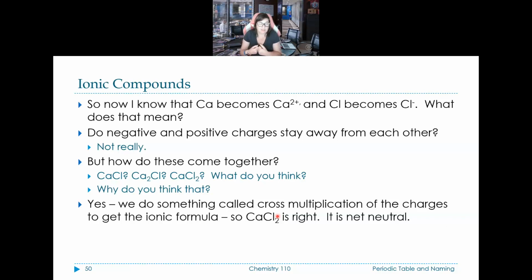And they need to be net neutral, right? So in order for that to happen, we need to make sure that we've got the same number of positives as we have negatives. So that means if this is a 2 plus and this is a 1 minus, I'm going to need 2 of these to make that work. So we do something called cross multiplication of the charges to get the ionic formula. So since Ca2 plus, I go 2 down there, Cl negative, I get a 1 there. All right, and that's right, that's net neutral, that's how that works.